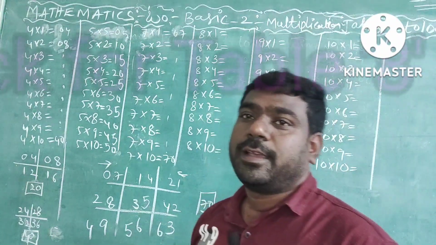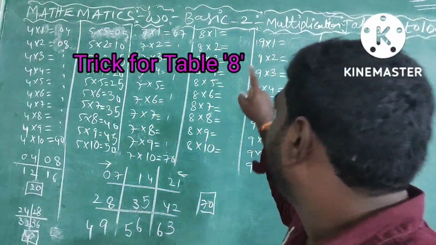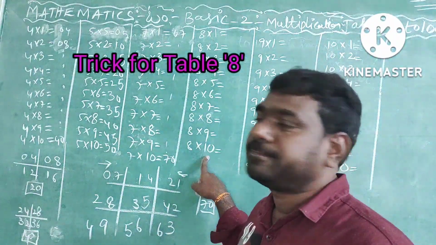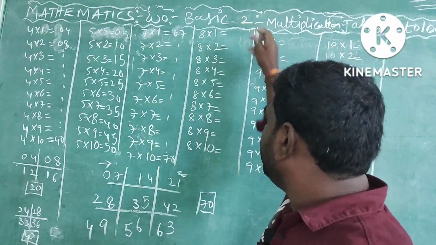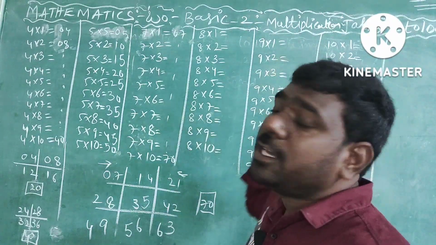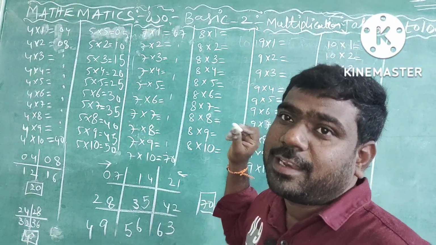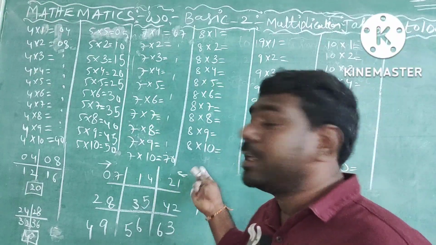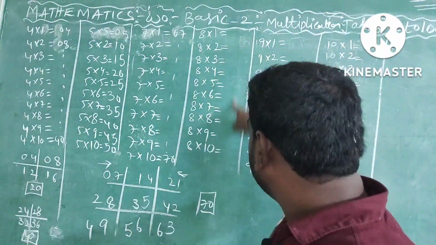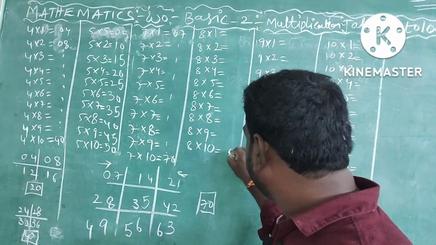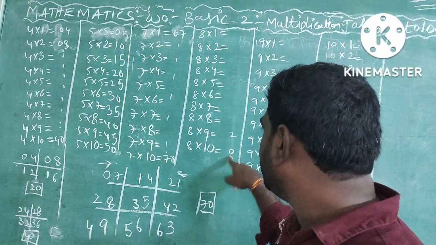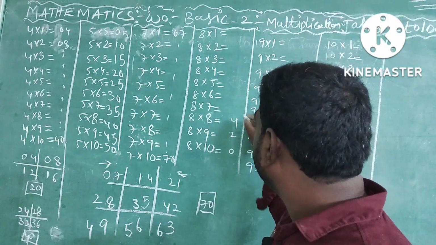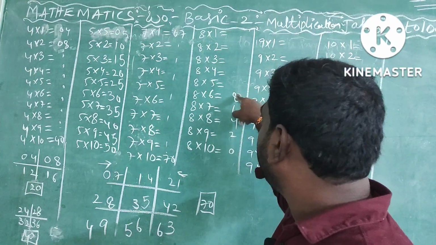Come to the 8 trick. What is the trick for the 8 table? Very simple. How to write here? See, I am writing even numbers here. How am I writing from here onwards? In the first step I am writing even numbers. Starting with 0, I write even numbers: 0, 2, 4, 6, 8, up to here, the end.